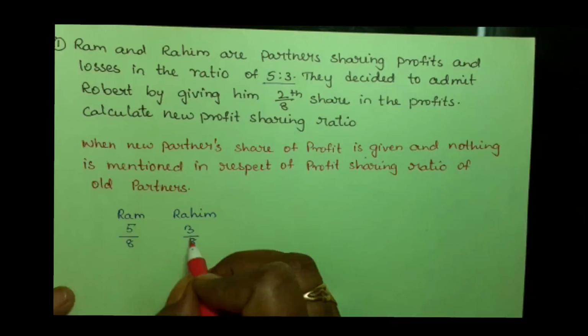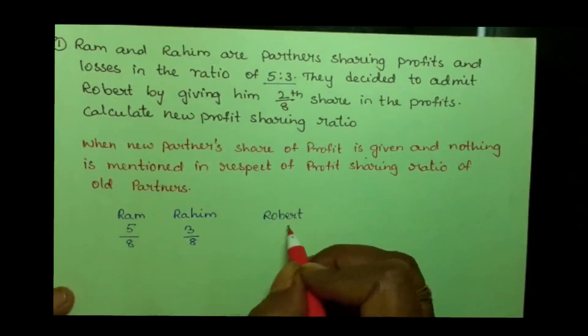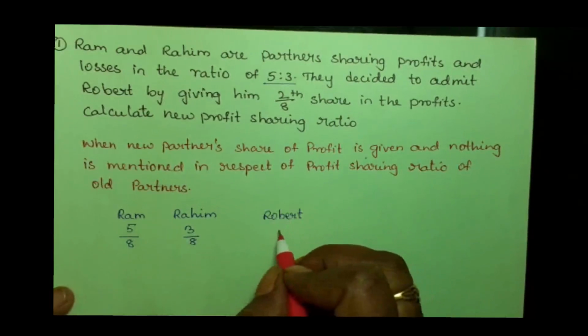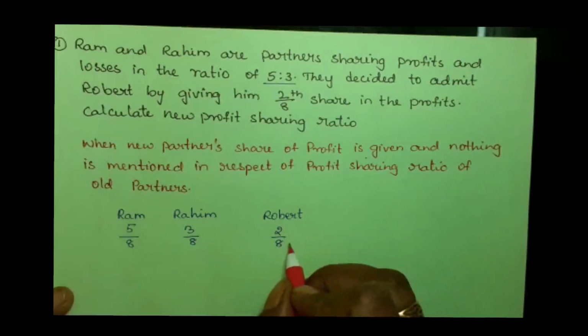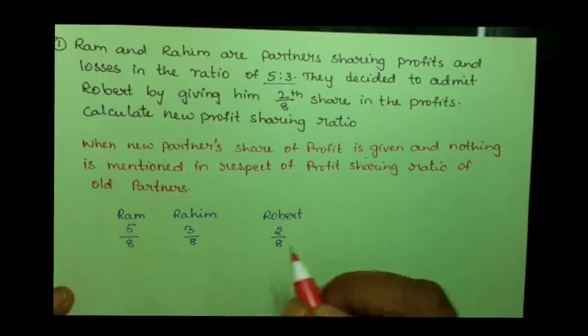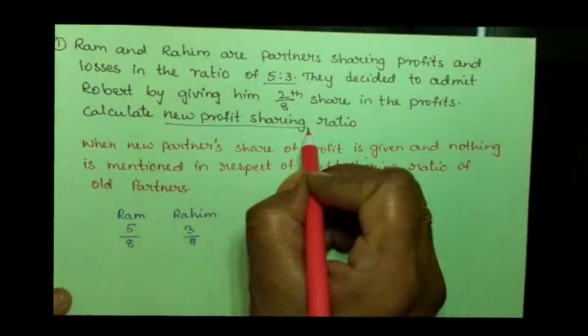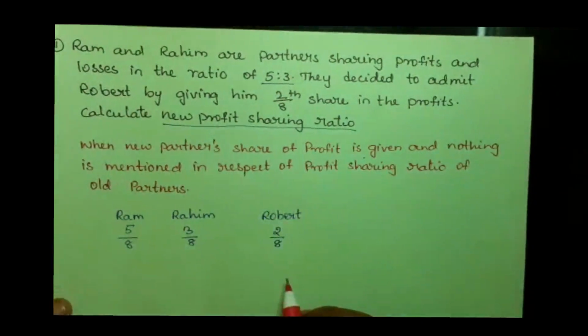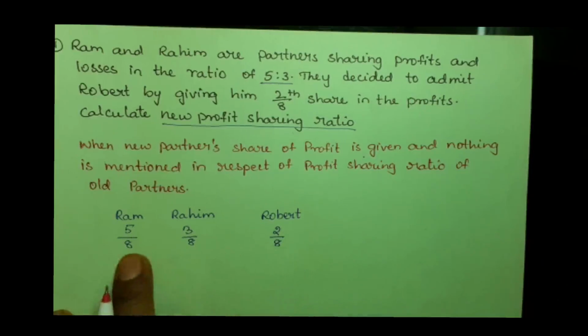Now, who is admitted into the business? Robert is admitted into the business. Now, for future profits, what is Robert's new profit sharing ratio? It is 2 by 8. That is, Robert is going to share 2 by 8th in future profits. Now, we have to calculate the new profit sharing ratio of all the partners. Now, how to calculate when only the new partner's profit sharing ratio is given and the old partners' old profit sharing ratio is given? Then how to calculate?